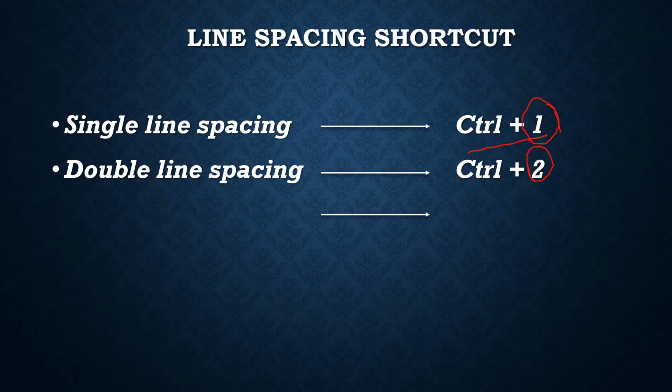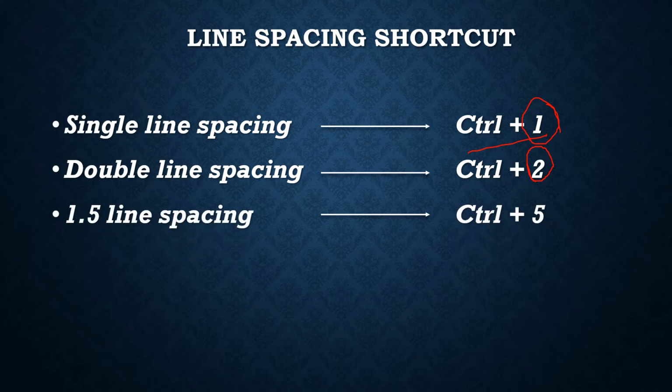Control plus 2. And the third is for 1.5 line spacing, you have to click control plus, not 1.5, that is 5. Control plus 5 stands for 1.5 line spacing. If you need 1.5 line spacing, you can click control plus 5. So these are the 3 keyboard shortcuts used for setting the line spacing. Are you clear with the line spacing features?